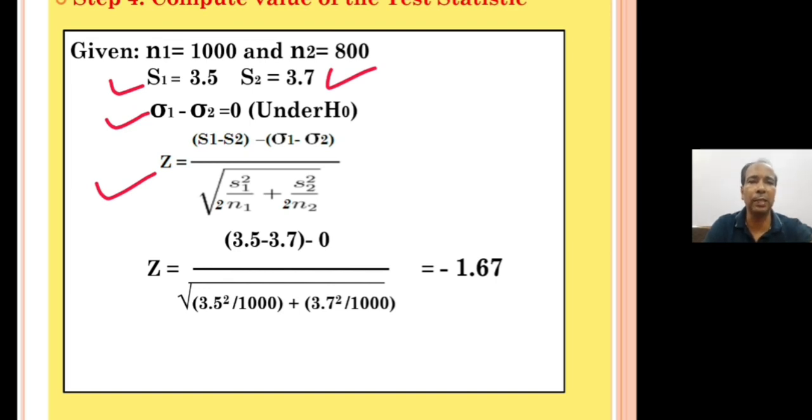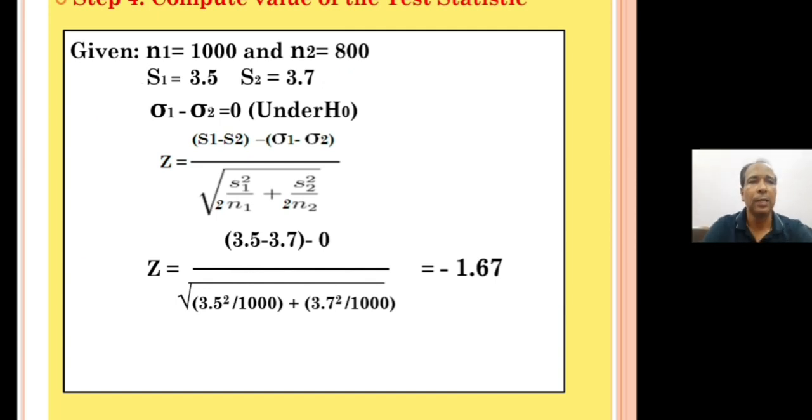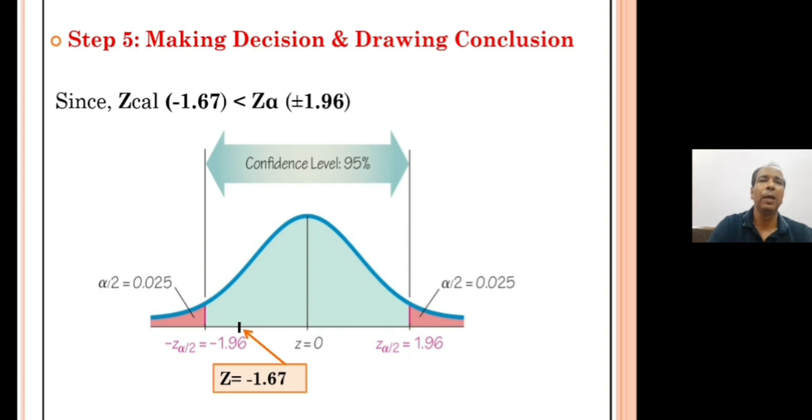So we are putting the values in the Z statistic. This value produces a calculated value of Z of minus 1.67. So Z calculated is at this level, minus 1.67. Now in step 5 we make the decision and draw the conclusion.